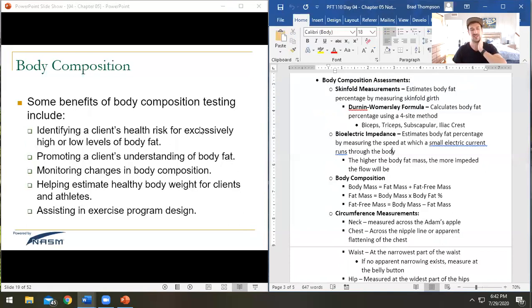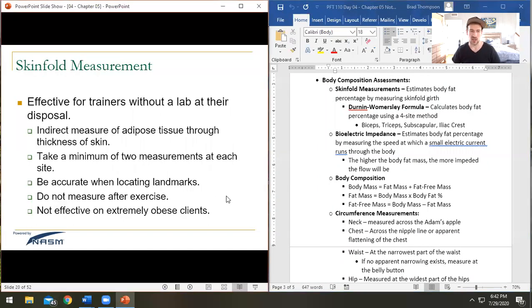Another really common one that is going to take up a lot of slides, by the way, is your skinfold measurements. And this is going to estimate your body fat percentage by basically measuring your skin fold girth, right? So you're going to pinch. We know that there is fat held under the skin. And so when we estimate body fat percentage using this, it's pretty accurate actually. So for the most part, you're going to do an indirect measure of skin fold thickness.